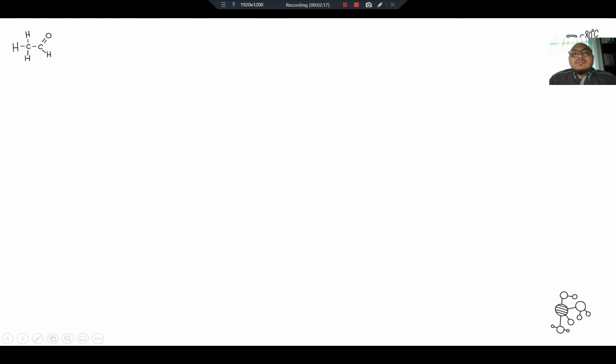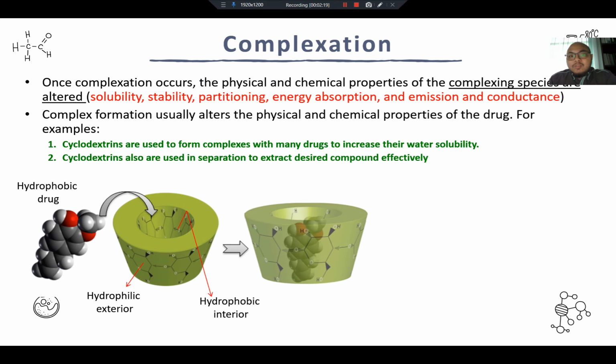Once the complexation occurs, the physical and chemical properties of the compounds are altered. Maybe both of them are soluble, but when they form the complex, they lose the solubility. That's why we can do gravimetric analysis. But remember that they are not forming a new product. They just merge together. That is what decomplexation means, so we can still separate them actually.